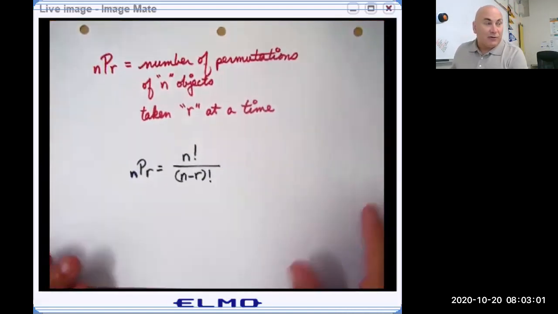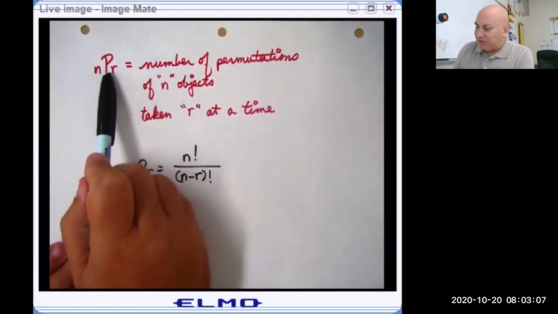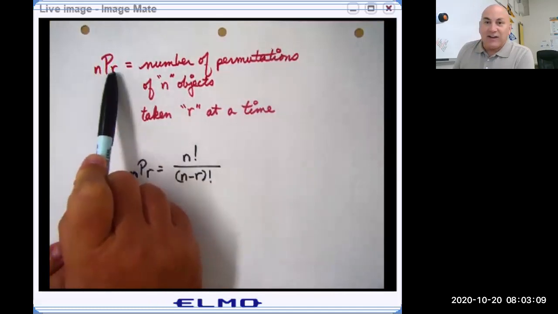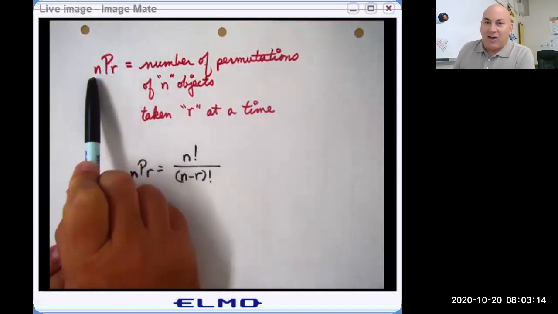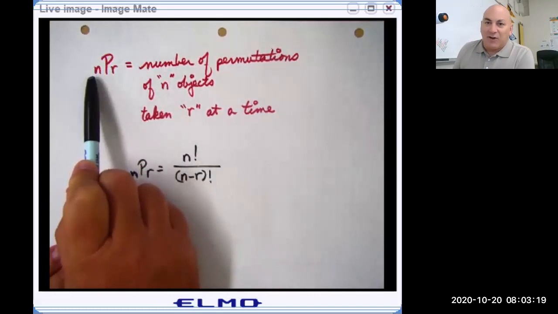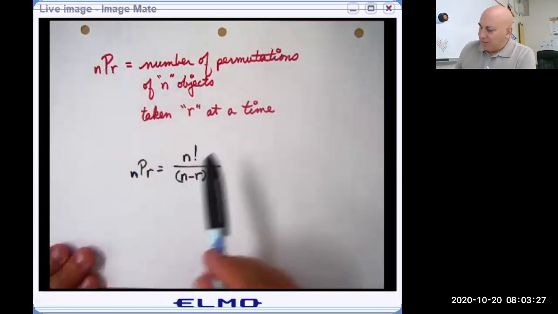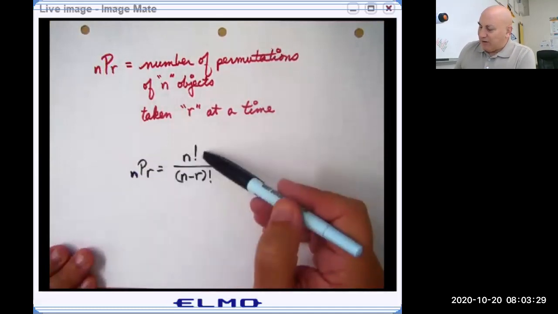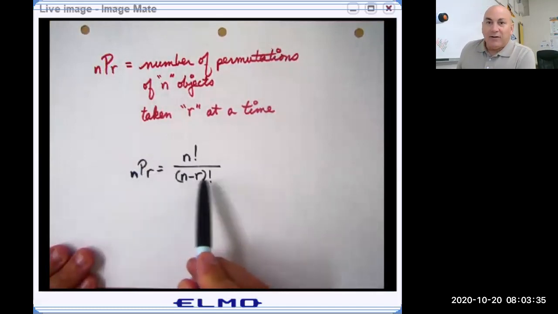So now I can give you the formula for counting permutations. We read nPr as the number of permutations of n objects taken r at a time. So n must always, always, always be greater than or equal to r, because you can't have 5 objects and take them 7 at a time. So our formula is n factorial, and then the denominator is (n minus r) factorial.